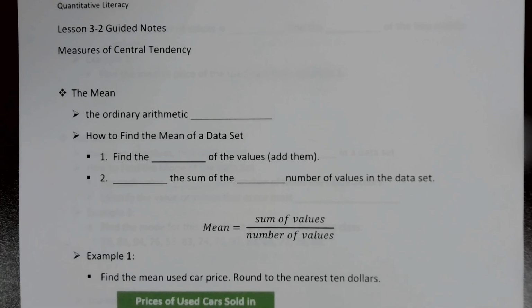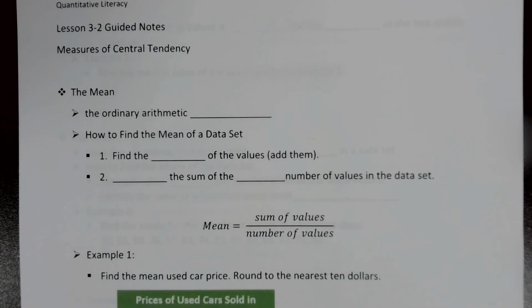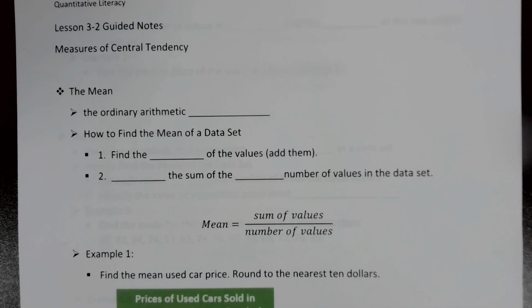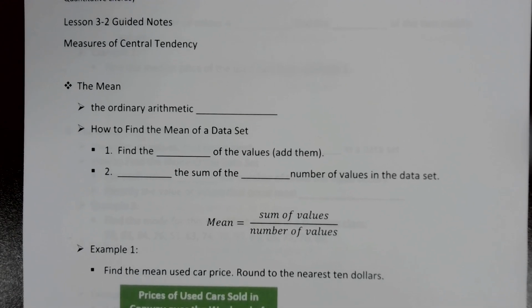Okay, quantitative, this is lesson 3.2 notes about measures of central tendency. Now, measures of central tendency is something you've been doing since about 6th grade. Mean, median, mode, the most frequent, how many of each items in the set, that kind of thing. So, let's start talking about the mean.